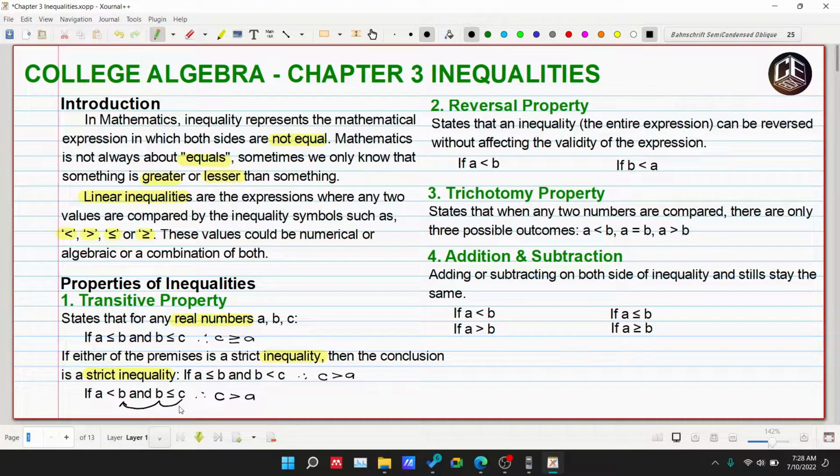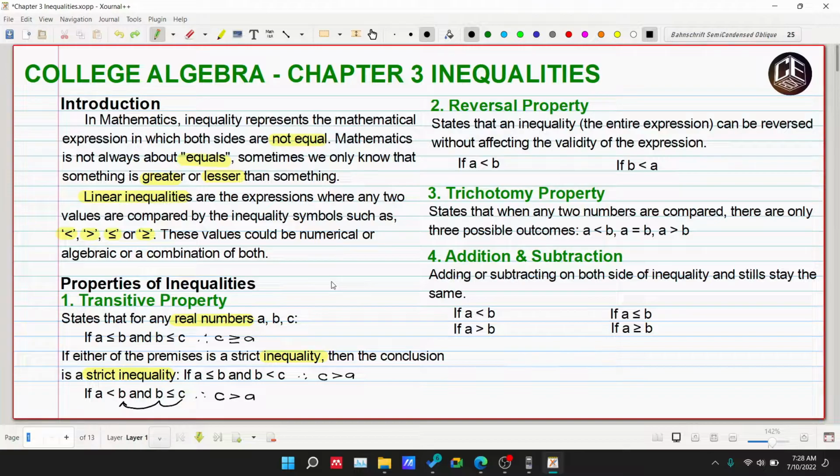Okay? Kaya, yung ating C is greater than 2B. Okay? So, yun ang ibig sabihin ng transitive property. And ito rin yung sinabi niya dito, strict inequality. Okay? So, hindi tayo pwedeng magbago-bago ng inequality. Okay? So, number 2, reversal property.